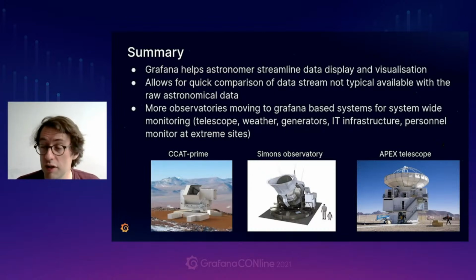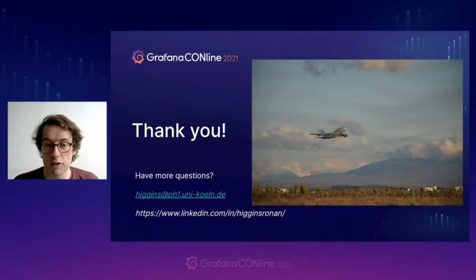There is a general trend in astronomy, and I can name 3 observatories here, that are moving to a Grafana-based system for system-wide monitoring. This is on the ground-based telescopes, where as well as the telescope you have weather stations, generators, IT infrastructure, and also personnel monitoring at extreme altitudes. So this is the type of world that Grafana opens up for astronomers, and it's definitely been a big step up for us, and has made our lives a lot easier on the flights. I'll close it out there, and thank you for your attention. If you have any questions, now's the time.